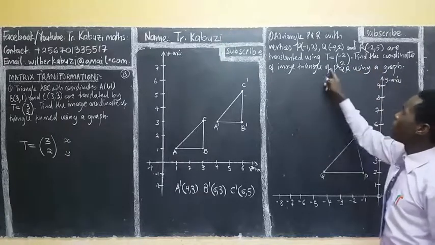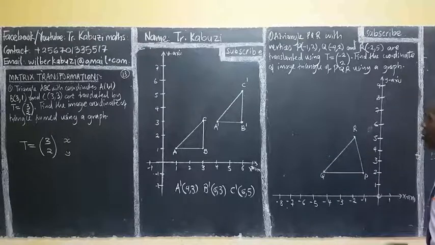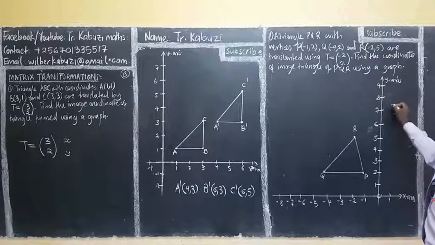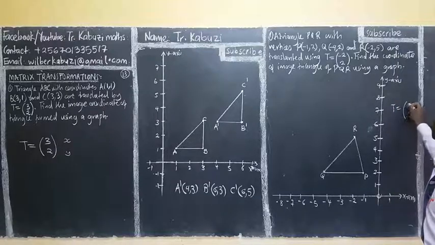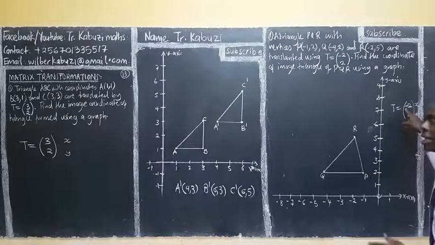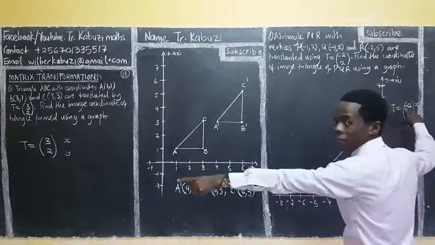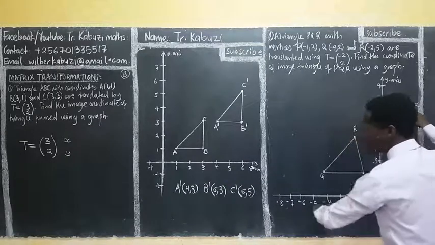So the image triangle of this. How do we use? You first note your translation matrix. So T is (2, -2). This shows that this is going to be in the x, this is in y. But since it's negative, meaning we are moving negative. Negative now, this is the negative of x.